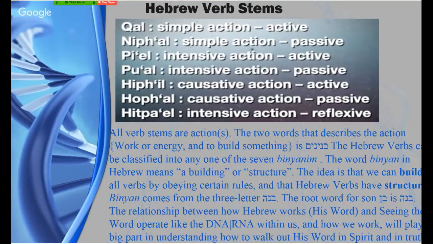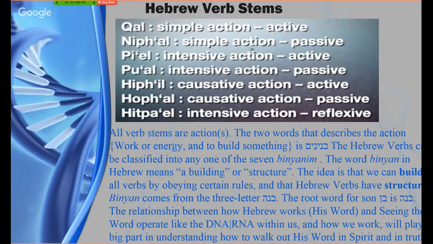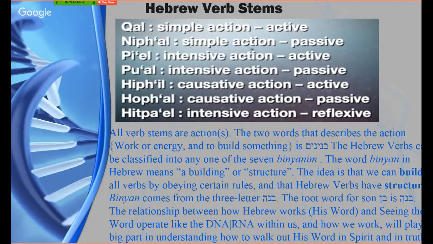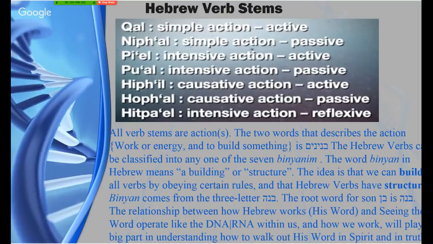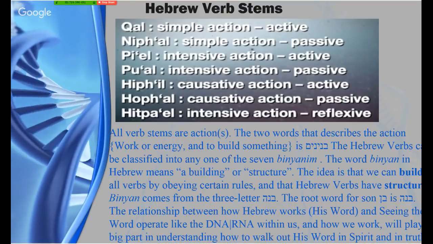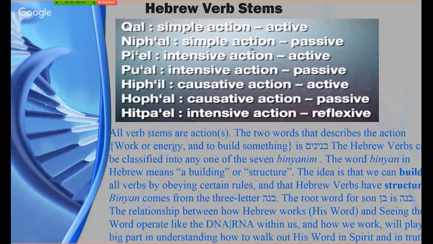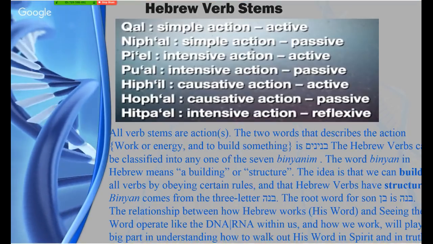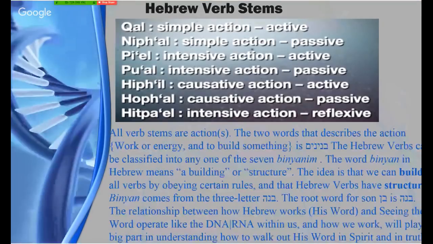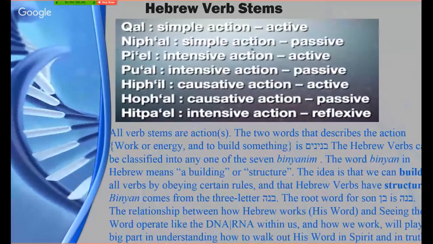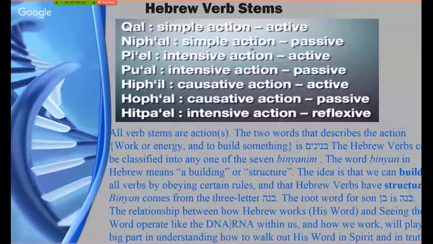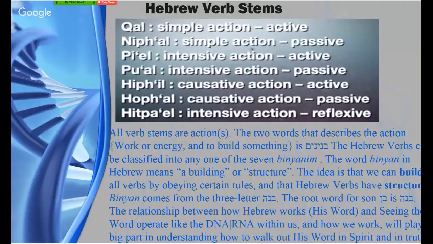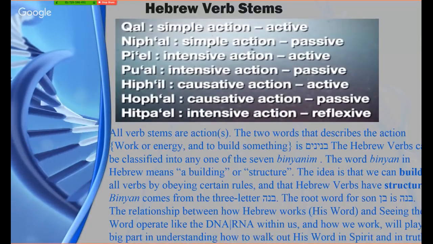The two words that describe the action, work or energy, and to build something, is the binyanim. That's the plural of binyan. So the word binyan in Hebrew means a building or structure. So the idea is we can build all verbs by obeying certain rules, and Hebrew verbs have structure. Okay, so syntax is very important. Binyan comes from a three-letter root, which is bana. Bana is the three-letter root, and the root word means to build. That's what bana means, to build.